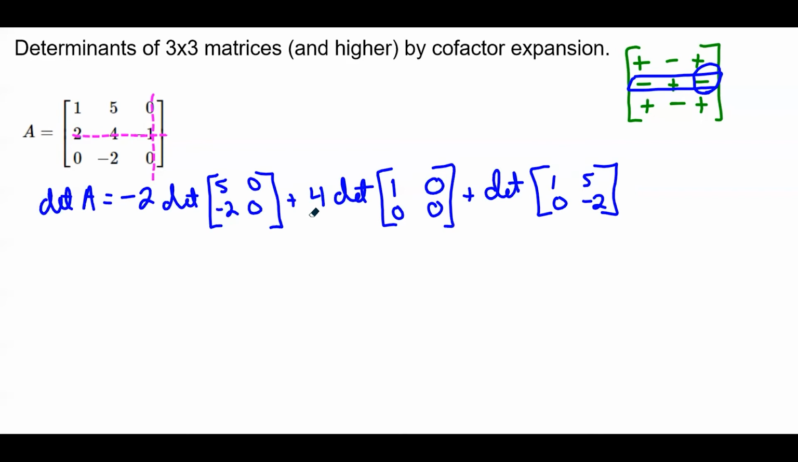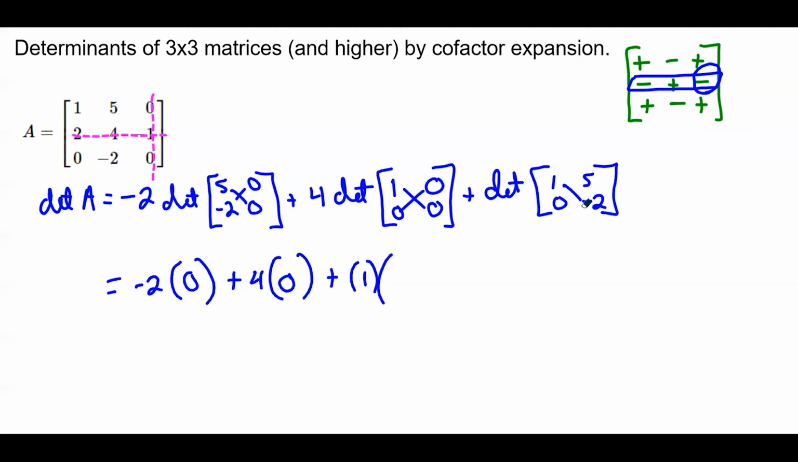So these 2 by 2 matrices, we can easily calculate the determinant using the previous method, right? So -2 times, here we get 5 times 0 minus 2 times 0. That's all just 0. This is going to be an easier determinant here. 4 times 1 times 0 minus 0 times 0, all that's 0. And then 1 times -2 minus 0. So all this gives us the determinant is -2.